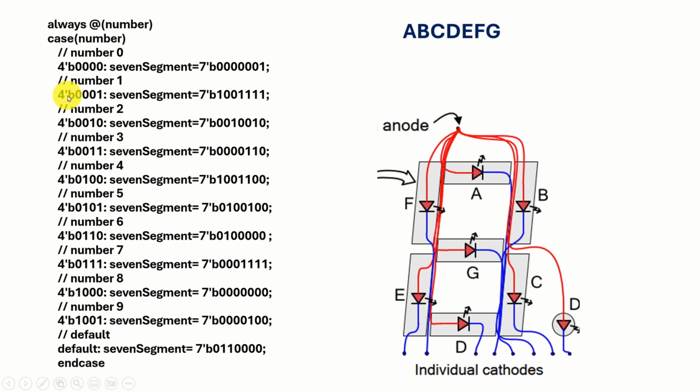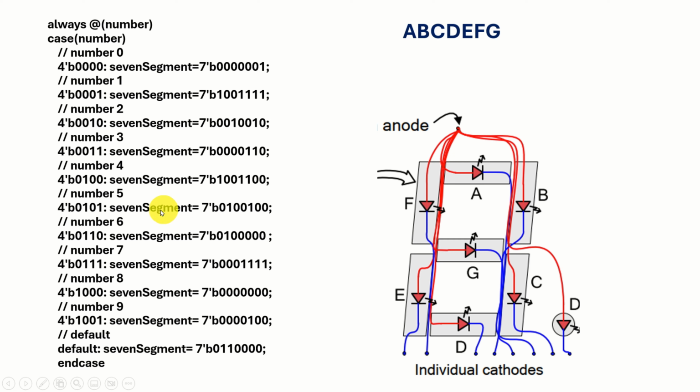And then if a user provides 0001, this means that 1 needs to be displayed. Consequently, only B and C LEDs should be turned on, and consequently the code is given over here. Keep in mind that 0 means that a particular LED will be turned on. And over here you can see the order of the LEDs. Consequently, if you, for example, see this binary number over here, you know that A is turned on, B is turned off, then C is on, D is on, E is off, and F and G are on.